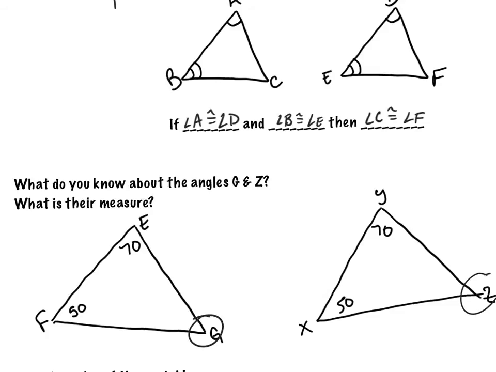And then what's their measure going to be? Add 50 and 70. So I add 50 and 70 together, right? So it should get 120. Subtract. And I do 180 minus that. So they're going to both equal 60. Okay. Not too bad, right?